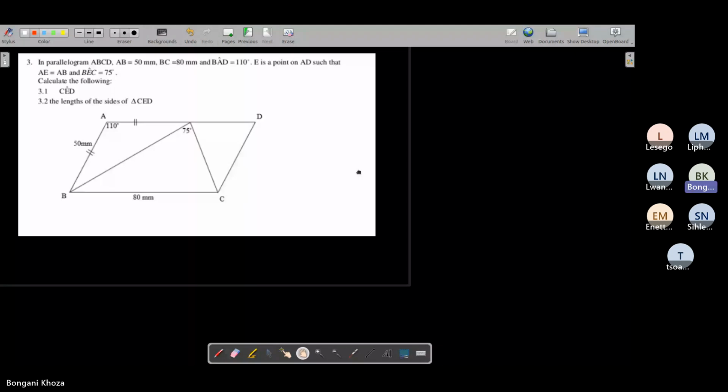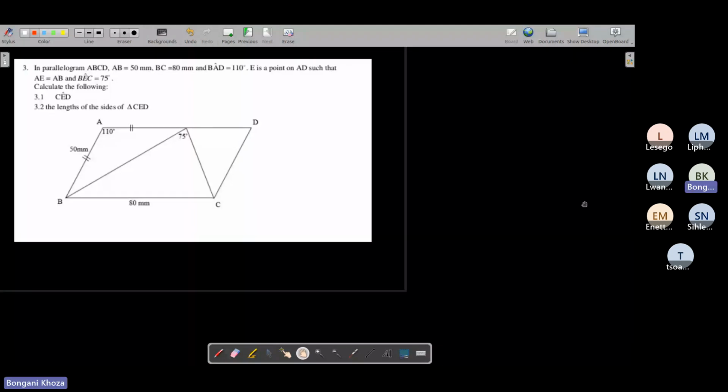All right. So here we are told that we have a parallelogram ABCD, and we're given that AB is 50, they've indicated there. BC is 80, that's indicated. And we are told that the angle BAD is 110. Remember, the one that's wearing the cap is the one we're looking at. So BAD, A is wearing the cap, this one is 110. Right. And then we are told that E is a point on AD such that AE is equal to AB.